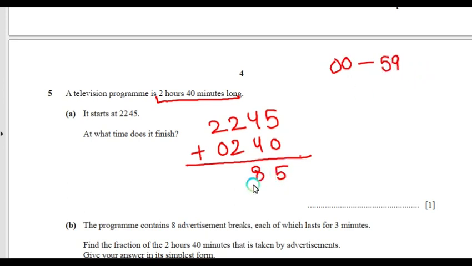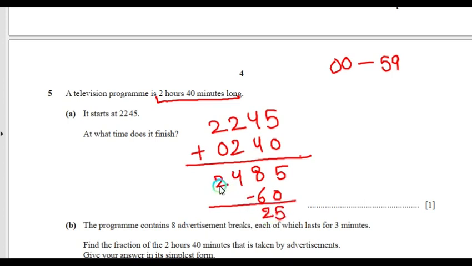A television program is 2 hours and 40 minutes long. So it starts at 22:45, and this is actually a 24-hour clock. At what time does it finish? So this is actually the duration of the program, right? 2 hours 40 minutes, and this is the starting time.